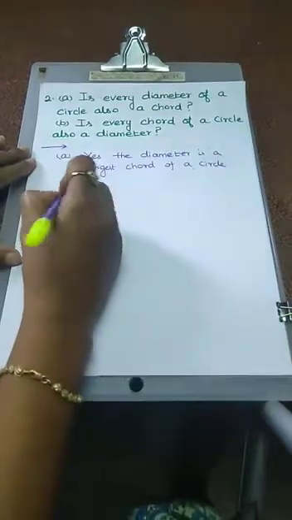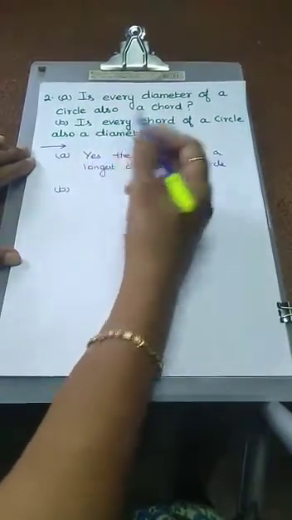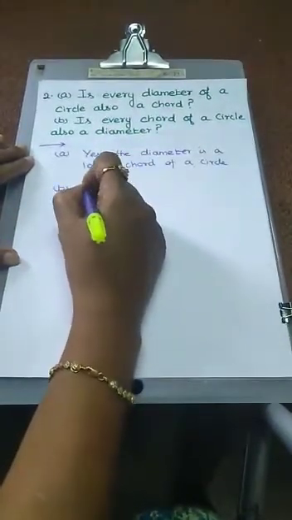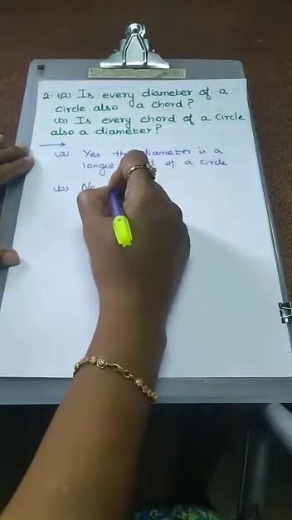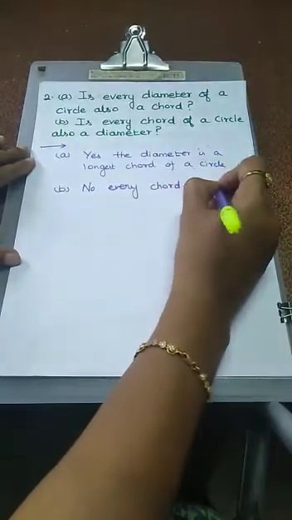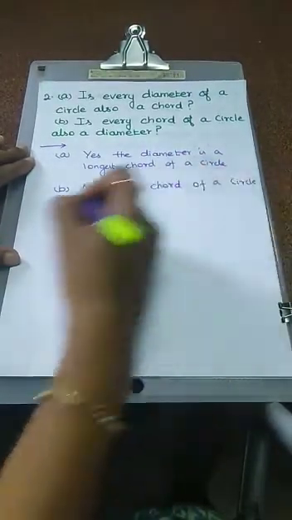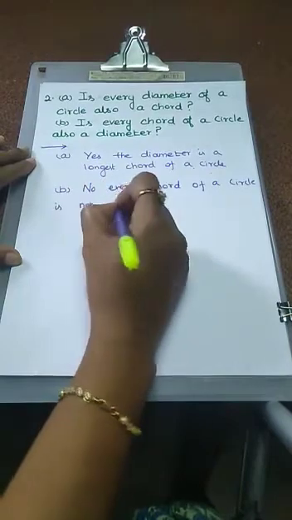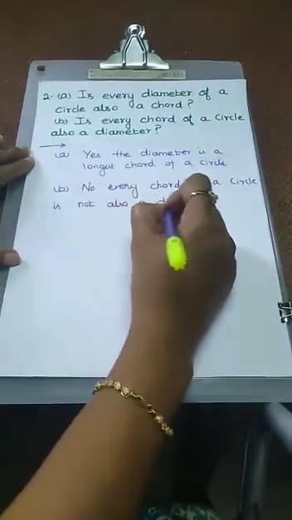And the second subdivision, is every chord of a circle also a diameter? No, it is not correct. So the answer is no. Every chord of a circle is not also a diameter.